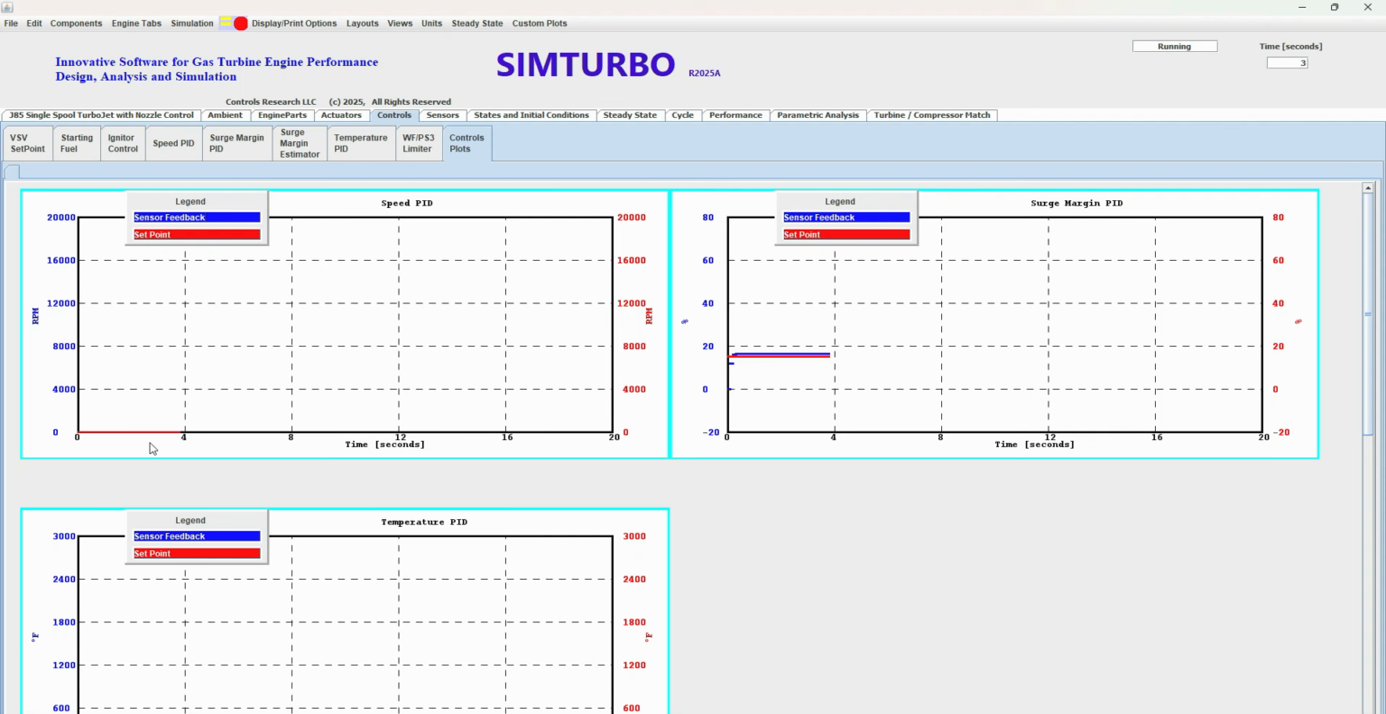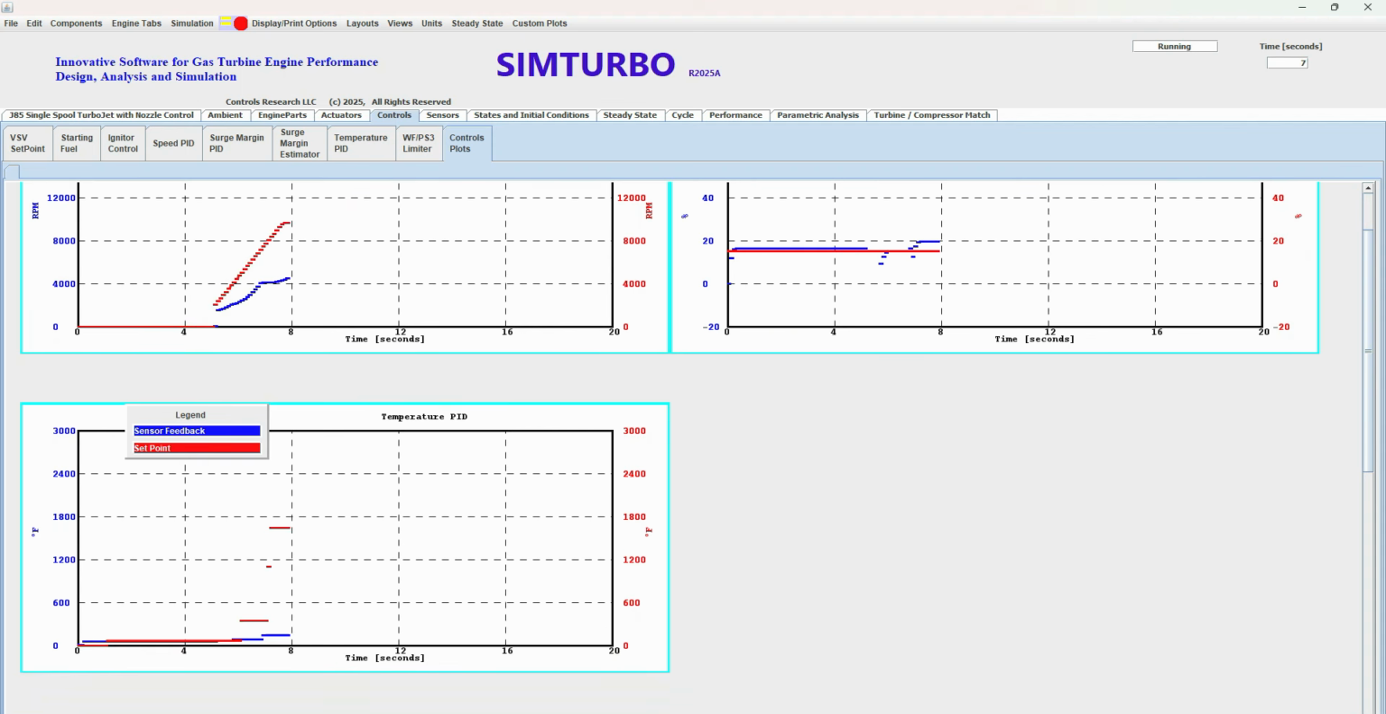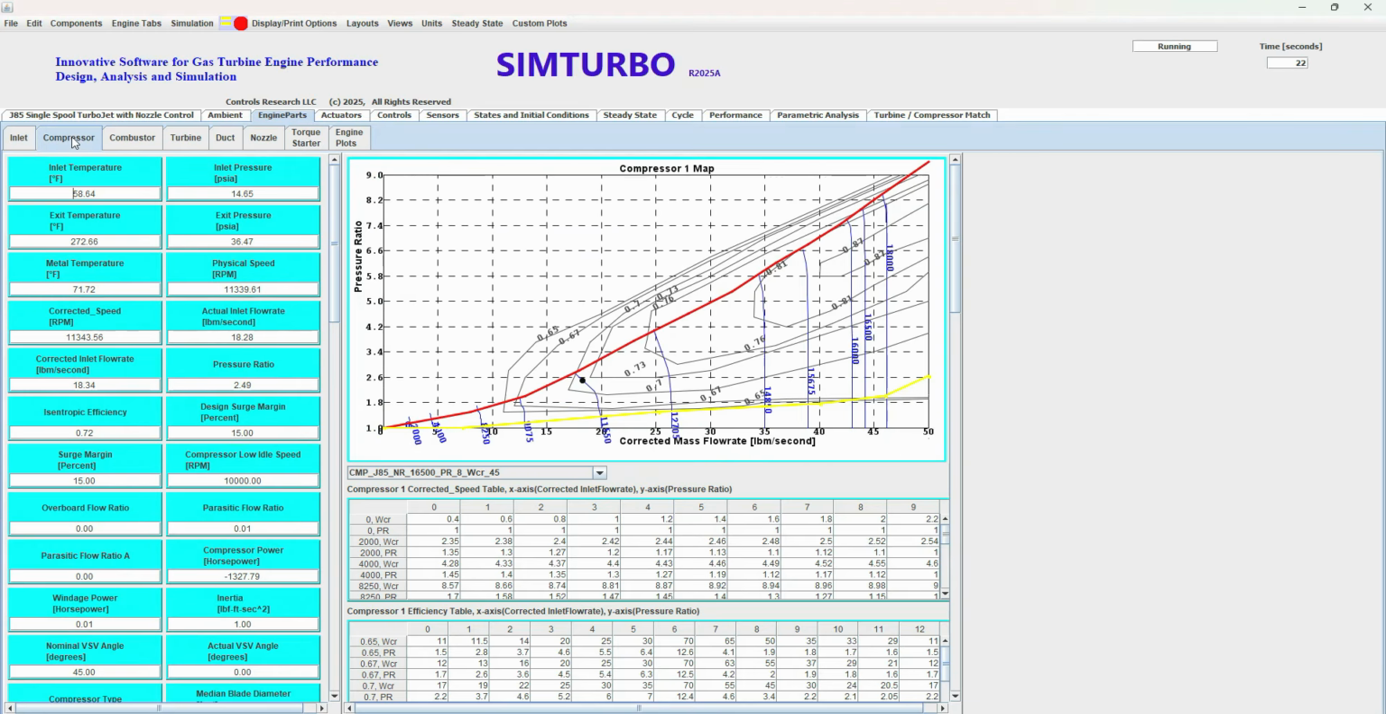At 4.5 seconds, the throttle commands a start, and the torque starter ramps the speed to idle. At idle, the torque starter disengages from the shaft. The PID controls take over to control the speed and limit the temperature. As noted before, in the future, a better surge margin control will be demonstrated. During the transient, we can look at different tabs showing the operation of the gas turbine engine.